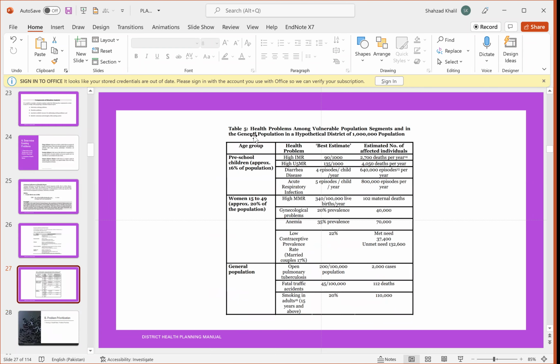It is just an example, again: health problems among vulnerable population segments and the general population in a hypothetical district of 10 lakh population. In this, we have the age groups first, then the preschool children, 16% of the population, the women of 15 to 49 years, 20% of the population, and then the general population. Then we see in each specific group the health problems, like in children, high infant mortality rate, under 5 mortality rate, diarrheal disease, acute respiratory infection, then the best estimate of how many episodes and how many cases occur in a year per thousand, and the estimated number of affected individuals. So it is done like this.